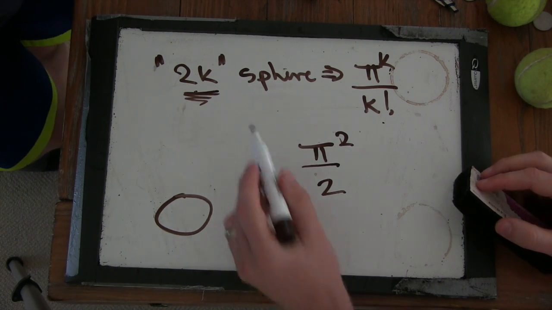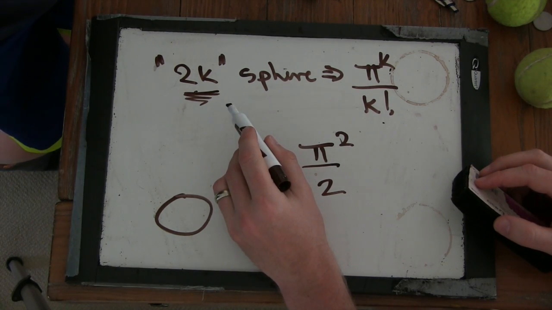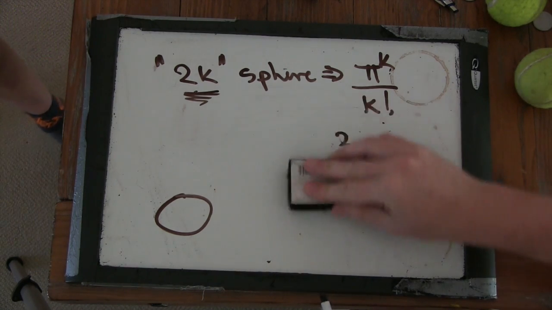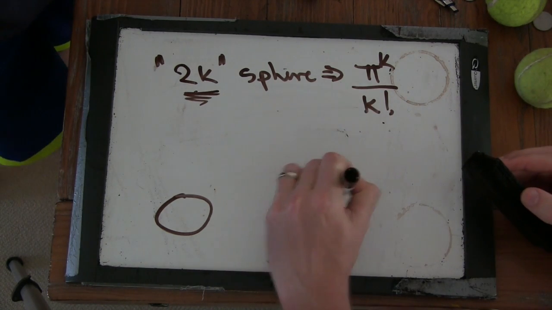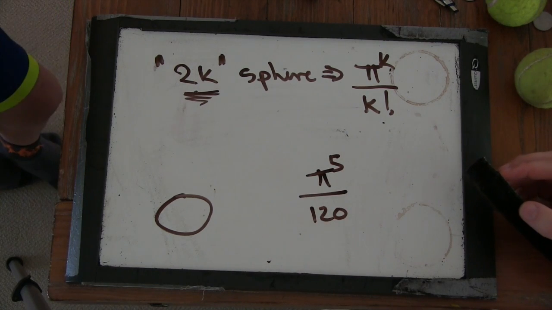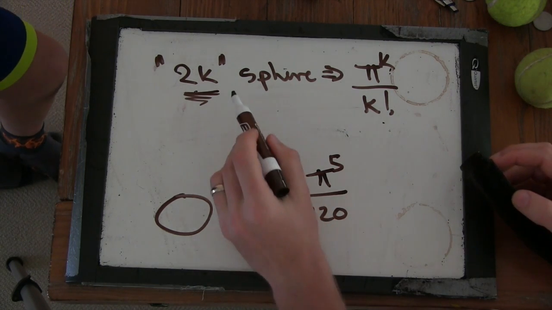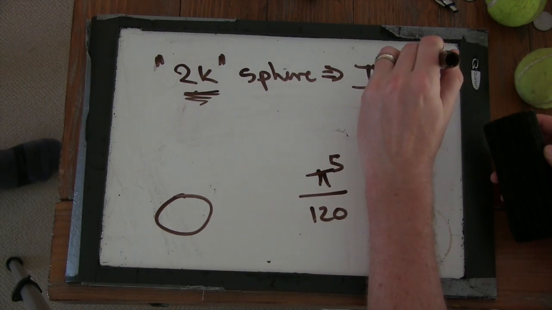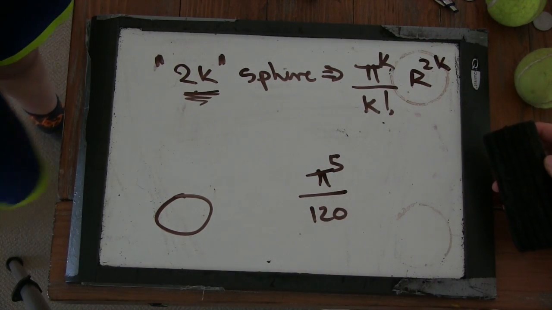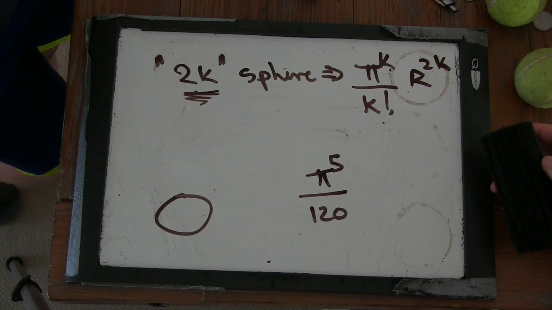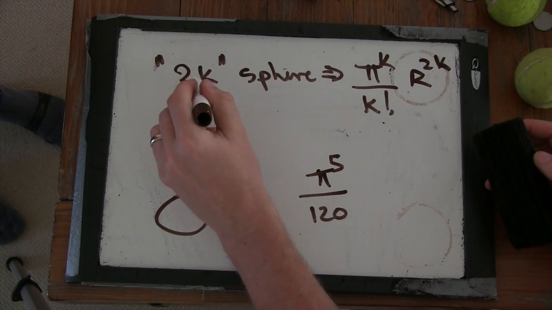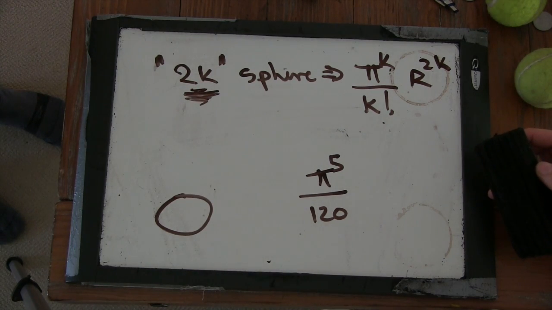In 10 dimensions, what is the volume of a 10-dimensional sphere? Well, it's pi to the 5th over 120. Now, that's for radius 1. We have to multiply by the radius to the 2k power, because in 2 dimensions things scale as squared, in 4 dimensions they scale as the 4th. So they scale as the radius to the power of the dimension.